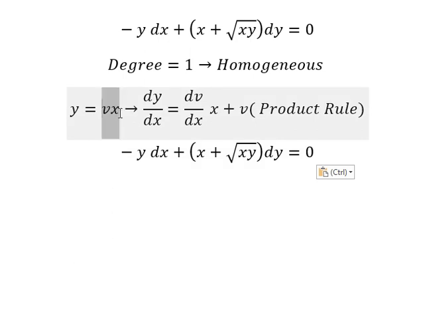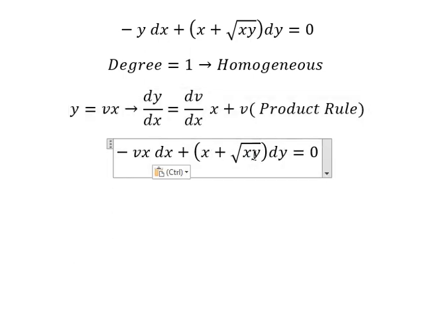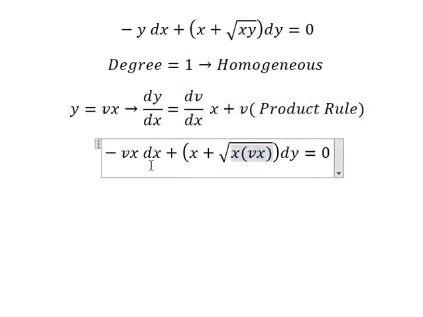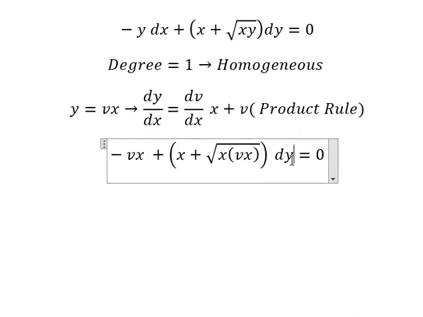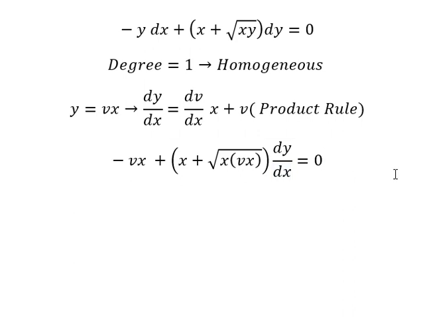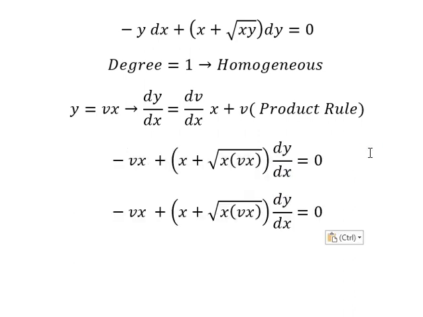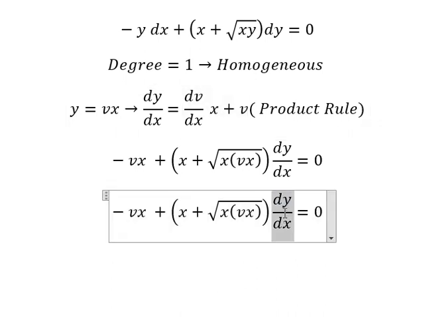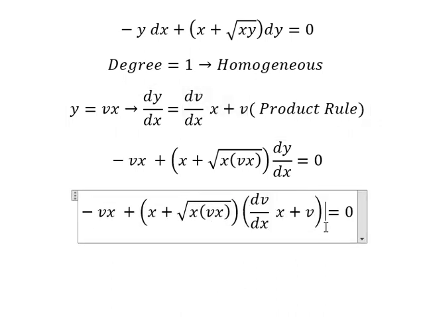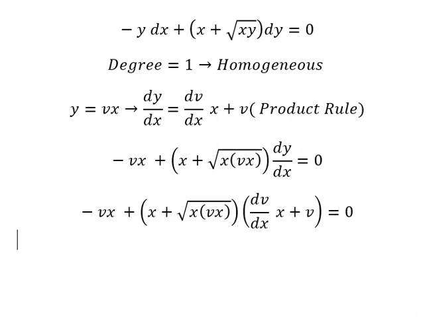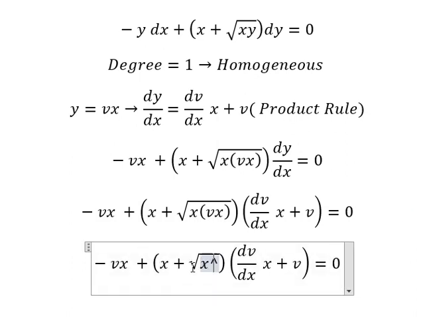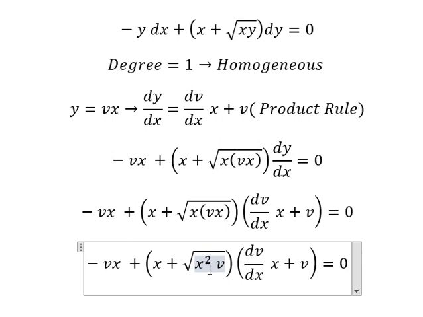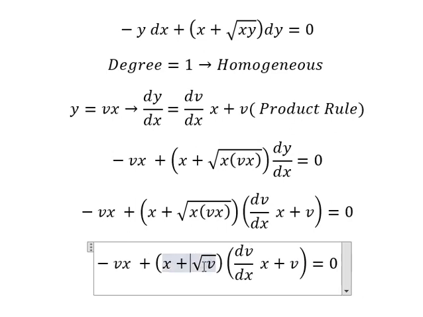So y we change by v s. Next we divide both sides by ds. And we know that dy over ds we change by this one. Now s multiplied by s, we have s square v. The square root of s square, we have s.